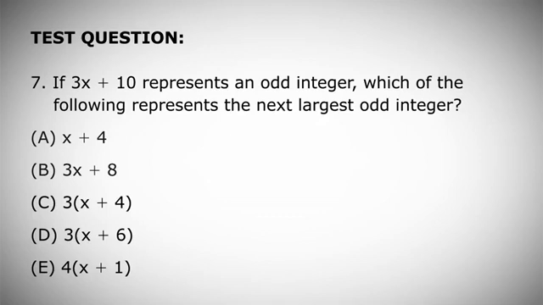Number 7 asks us, if 3x plus 10 represents an odd integer, which of the following represents the next largest odd integer? Now, before we look at the answer choices, I want you to think about actual numbers. Let's say we're thinking about the number 3. When you have 3, how do you get to number 5? What do you need to do to 3 in order to get to 5, which is the next largest odd integer? All you would need to do is add 2.